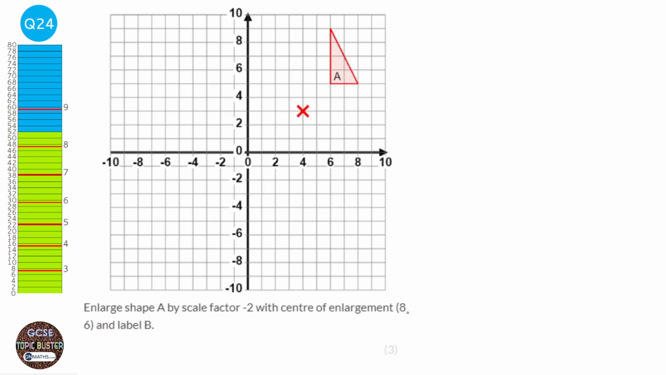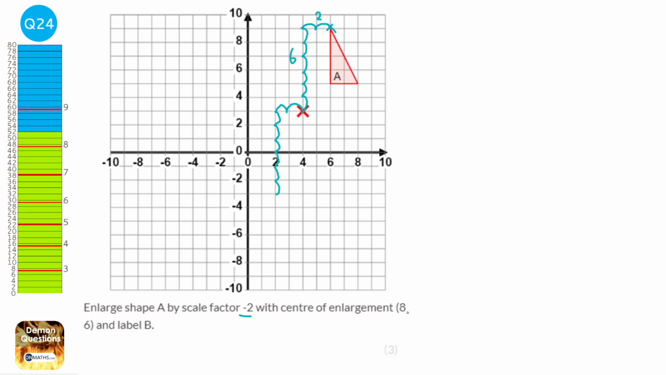We've got to first of all work out how many jumps there are between our shape and the centre of enlargement. So I'm going to pick a point at the top of our shape, and we can see that there are 2 jumps to the left, and 1, 2, 3, 4, 5, 6. So we've got to go 2 and then 6. And the reason we do this is we're looking at a scale factor of -2, which means we're going to go through the centre of enlargement. And what that means is we're going to do 2 left and 6 down another 2 times because it's -2. So we're going to go 1 and 2, 1, 2, 3, 4, 5, 6.